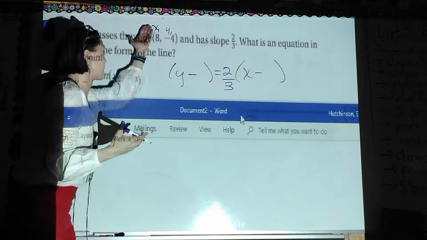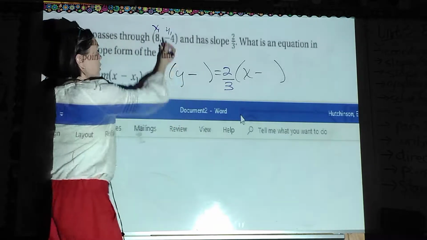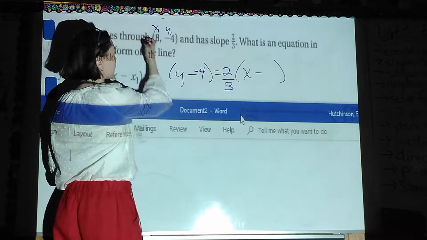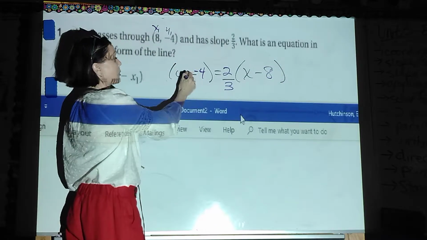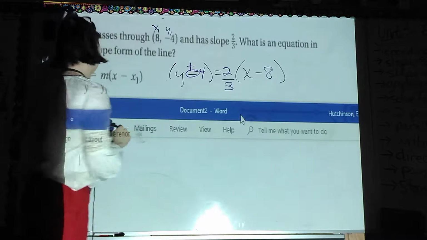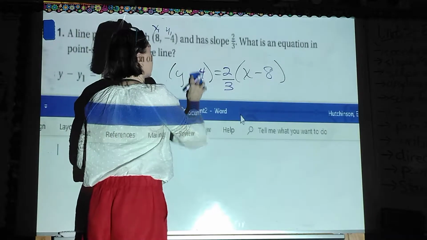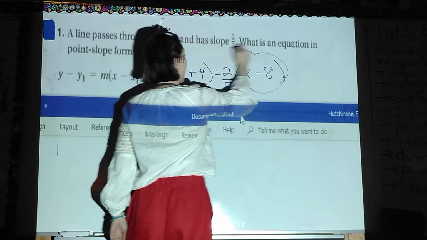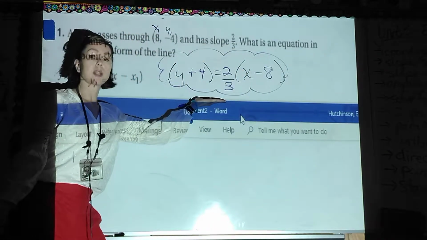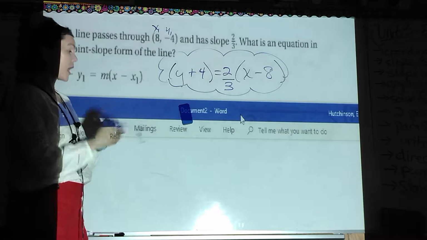Okay, just drag and drop. So here we have a negative 4, and here we have a positive 8. Once again, folks, double negative, circle, put the plus. So our final answer is what? Here it is. This is the equation of a line in point slope form. All right, now we're almost done.